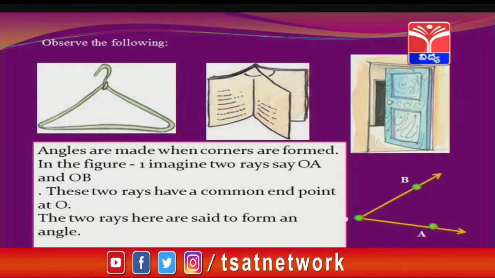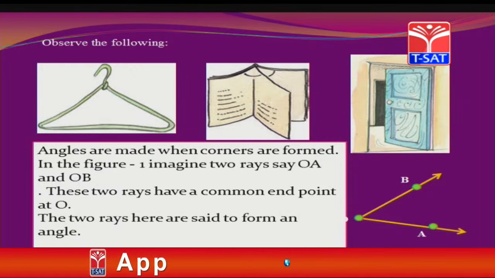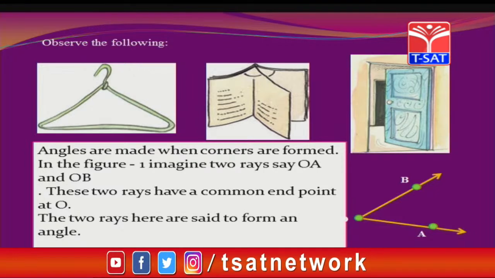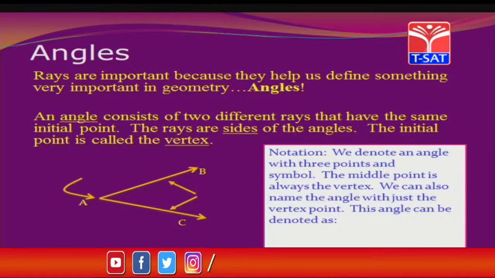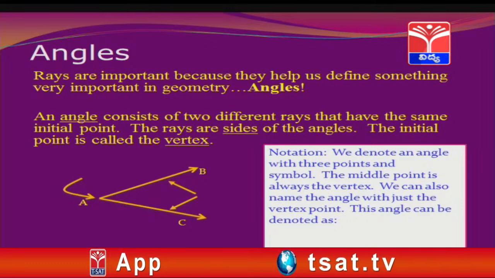In the figure you see, imagine two rays, say OA and OB, which are meeting at a point O. These two rays have a common end point at O. The two rays are said to form an angle, what? Angle AOB or angle BOA. You can recollect that rays are important because they help us define something very important in geometry, angles.